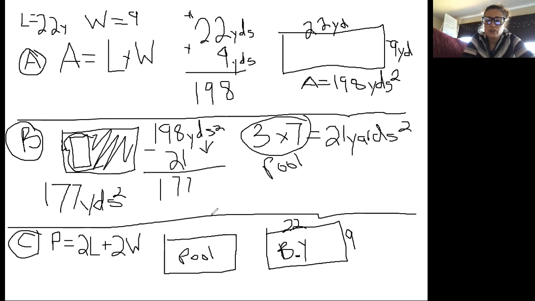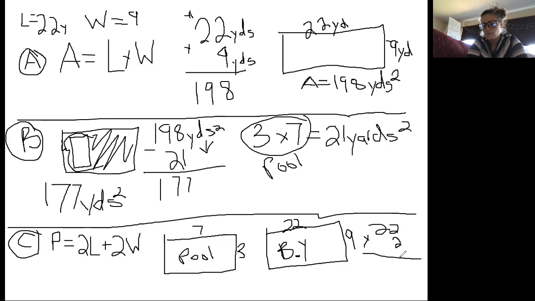Okay, and we know that the pool was 7 by 3. So when we solve this, we're going to say 22 plus 22 plus 9 plus 9, or 22 times 2 is 44.